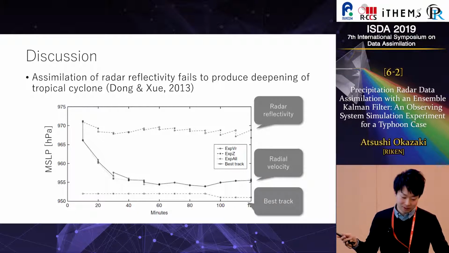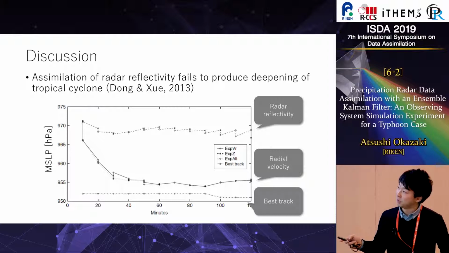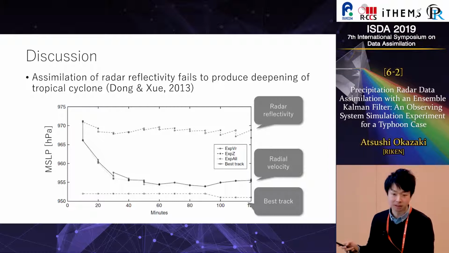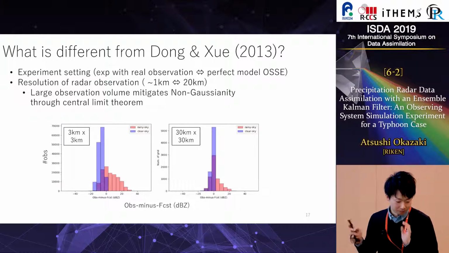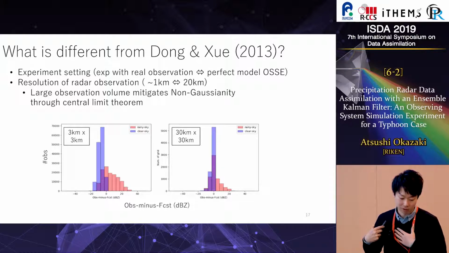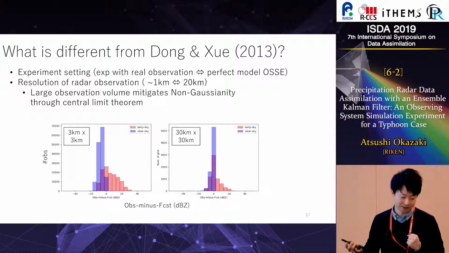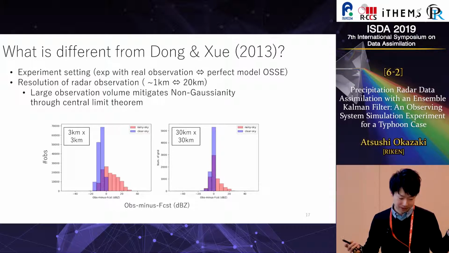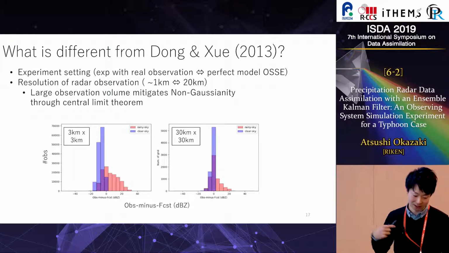Finally, I want to discuss something. The previous study by Lien and Shea, 2013, shows that assimilation of radar reflectivity fails to produce deepening of the tropical cyclone. But in this study, we succeeded. What's the difference? First of all, the experimental setting is totally different. They used real observations, and ours is a perfect-model OSSE. In experiments using real observations, there must be many biases, like model biases or bias from the observation operator. So it is difficult, and I have to admit that ours is a much easier problem.